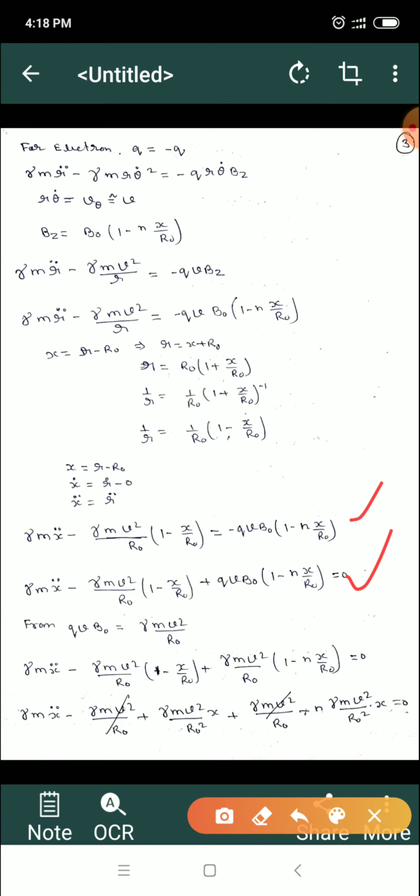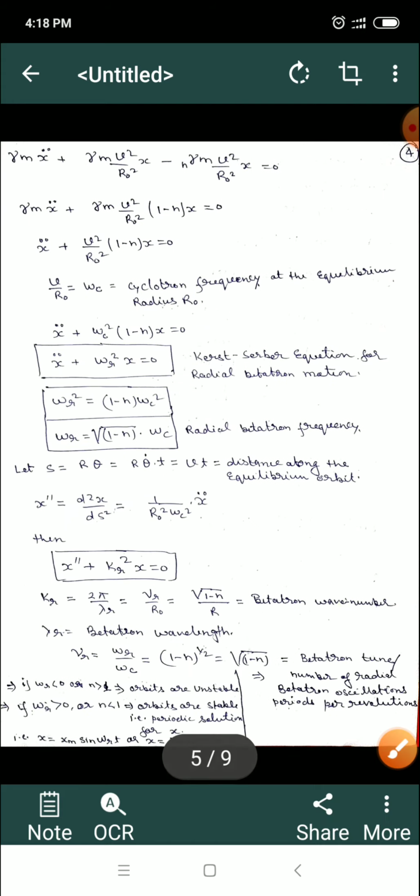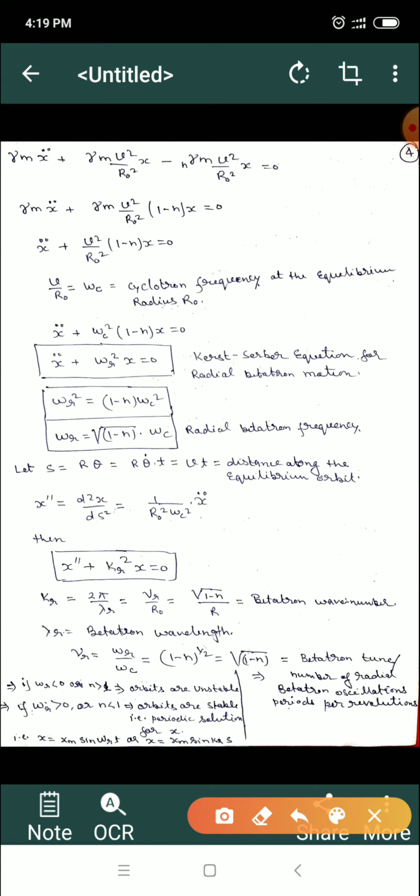From the Lorentz equation, we know that q v B0 is equal to gamma m v square upon r0. If we further simplify, this quantity and this quantity will be equal, so I have cancelled them. So what we get is gamma m x double dot plus gamma m v square upon r0 square x minus n, where n is the field index, gamma m v square upon capital R0 square x, is equal to 0.